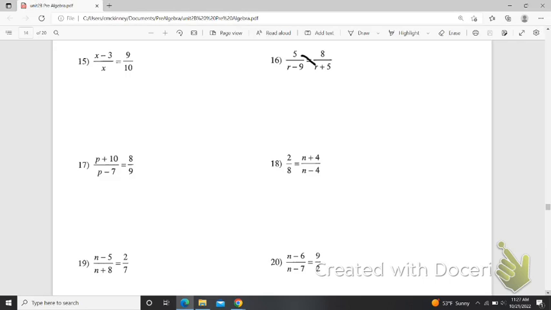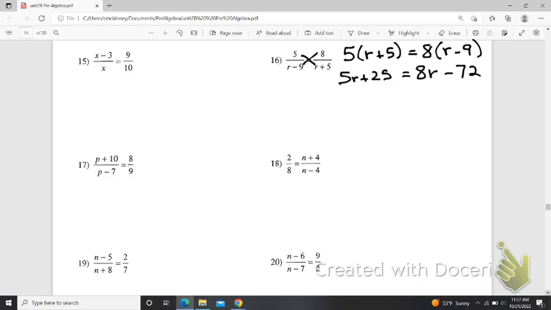So I have 5 times r plus 5 is equal to 8 times r minus 9. So crisscross, not straight across, diagonals. And then distribute, so 5r plus 25. So 5 times r, 5 times 5. 8 times r, 8 times negative 9.